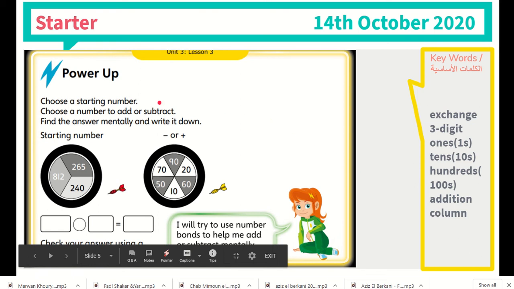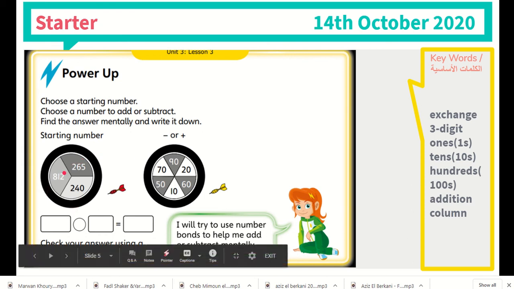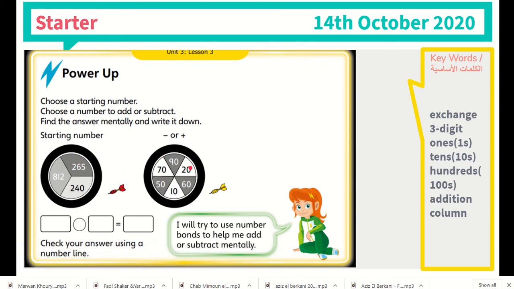Great. Now here is a quick starter that you are required to do. You have to choose a starting number, then choose a number to add or subtract. Then find the answer mentally and write it down. Here is the starting number, here is the number that you have to add or subtract.